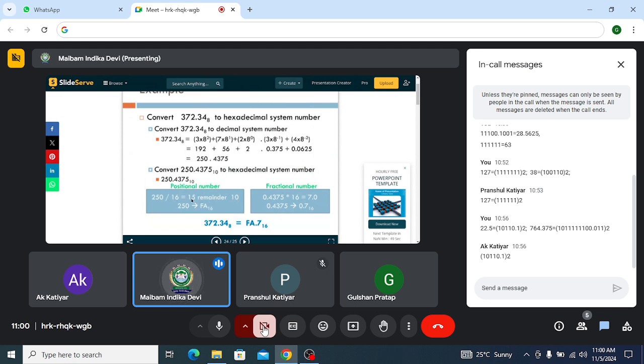15 is represented as F, and 10 as A. So for this you start writing from bottom to top. For the fractional part you multiply by 16. So this is what you get, 7 and 0, and you write it from top to bottom. So you write 7 only, 0 you omit since it is the last number. So 7 is what you get, and this is the hexadecimal equivalent of this octal value.